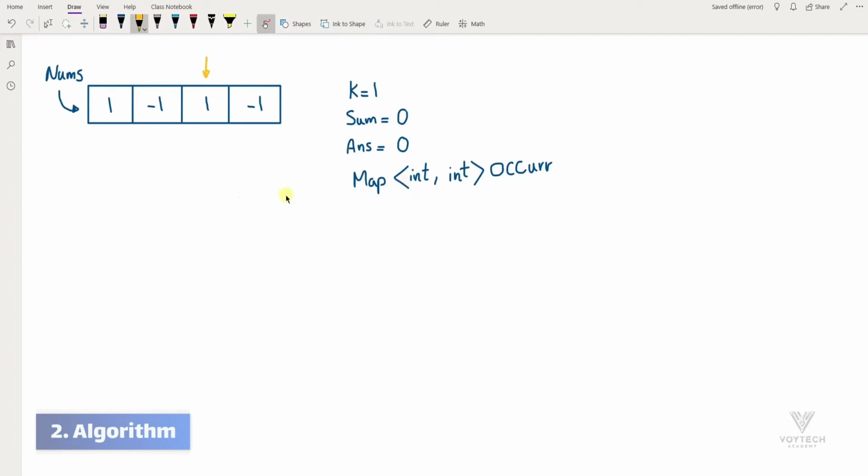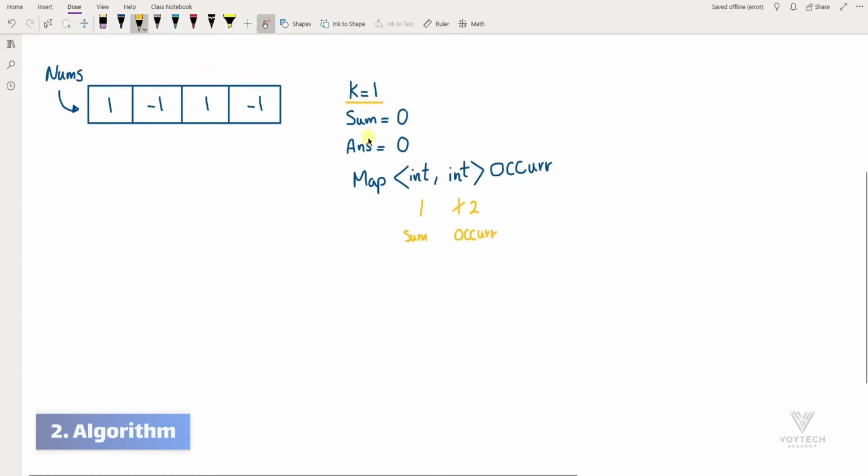For example, when I'm at the first cell of this array, the sum equals 1, and its occurrence equals 1 because I have seen that once. And when I'm here, again the sum equals 1, and as I have seen 1 twice, the occurrence will be updated to 2. So it's a map from the sums that we have to the occurrences of each sum. Now let's solve this example to understand the algorithm better.